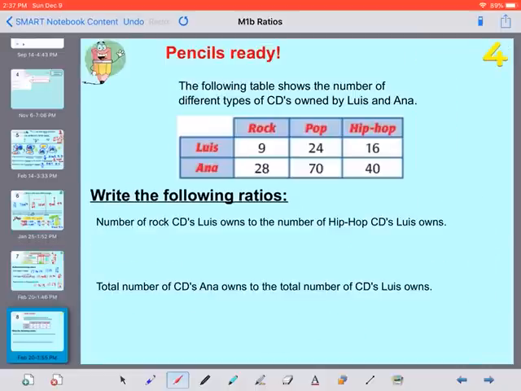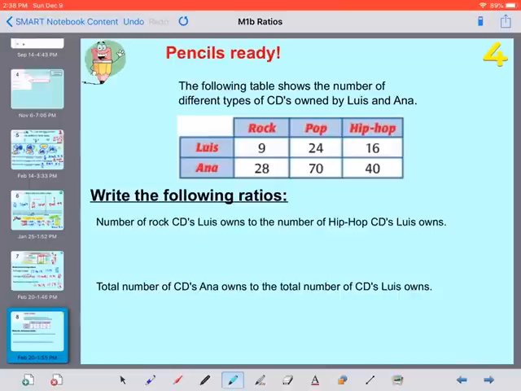All right, I want you to try this one on your own. It says the following table shows the number of different types of CDs owned by Luis and Anna: rock, pop, and hip hop. Write the following ratios. So I'll give you a second to try that, and then I'll go through it.